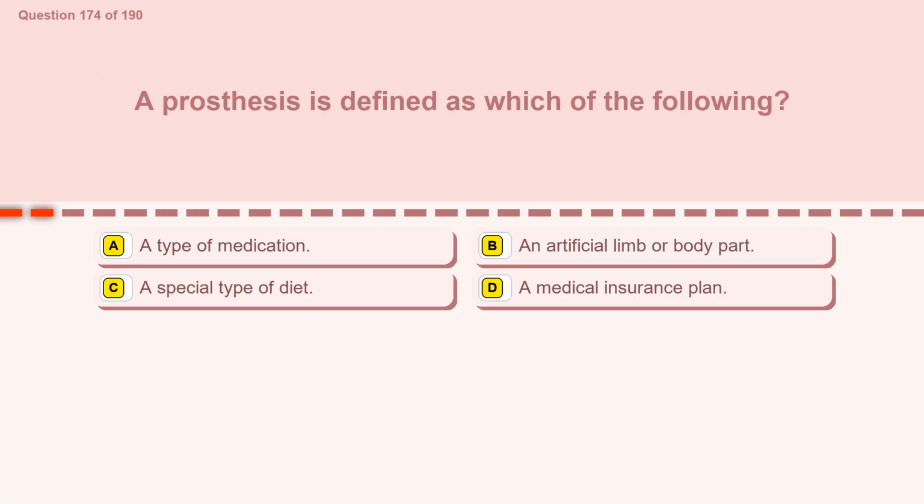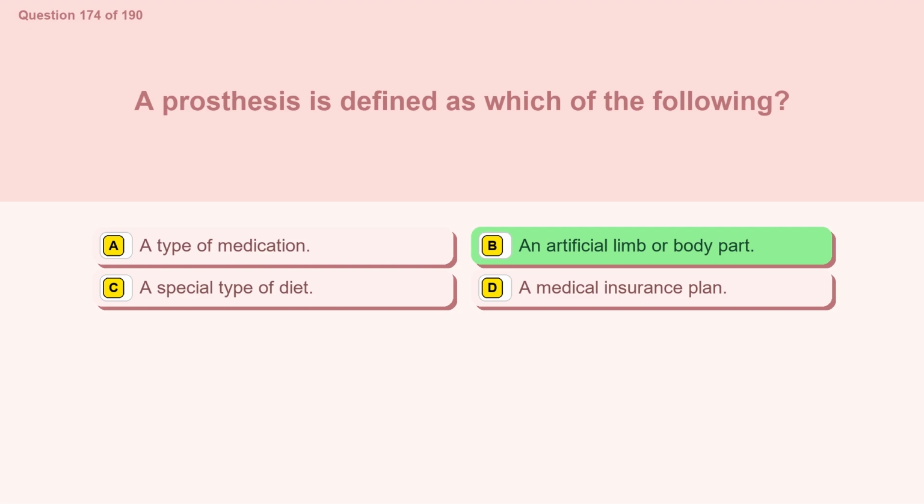Question 174. A prosthesis is defined as which of the following? Option A. A type of medication. Option B. An artificial limb or body part. Option C. A special type of diet. Option D. A medical insurance plan.